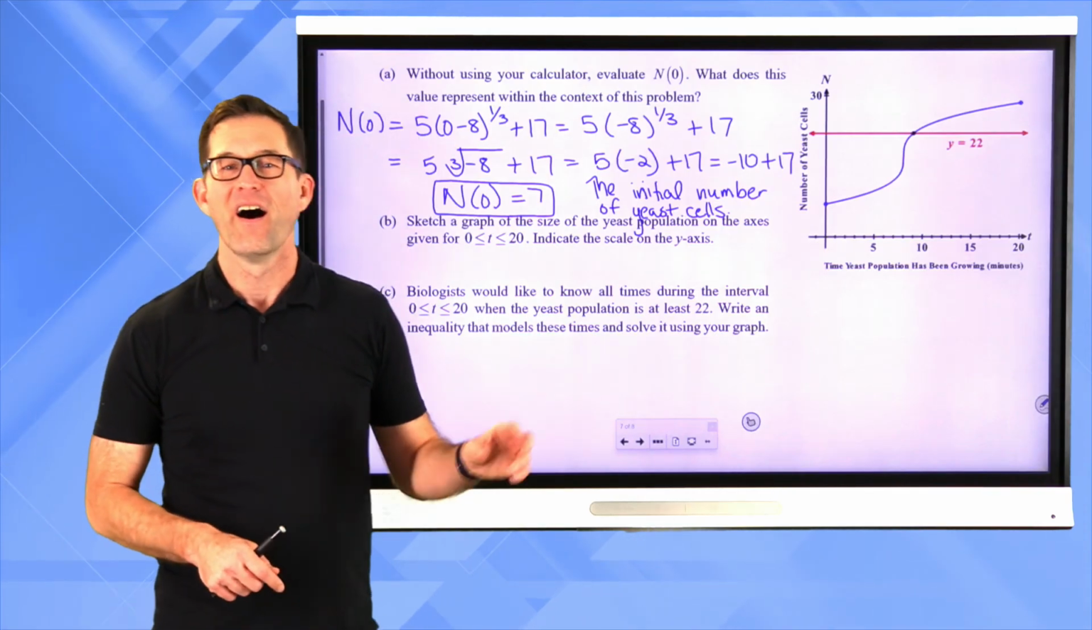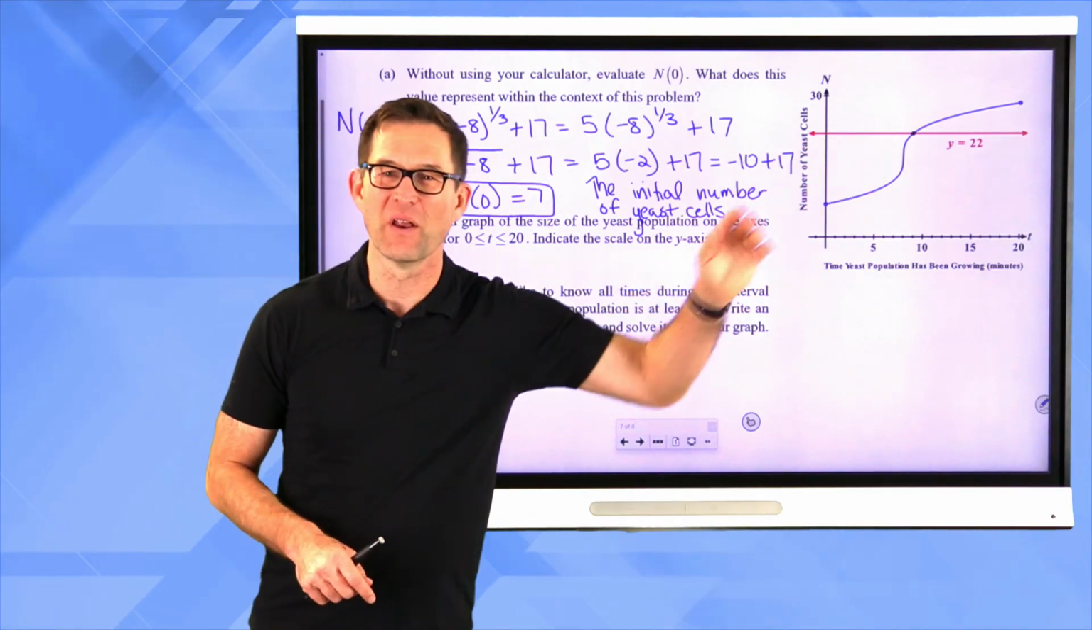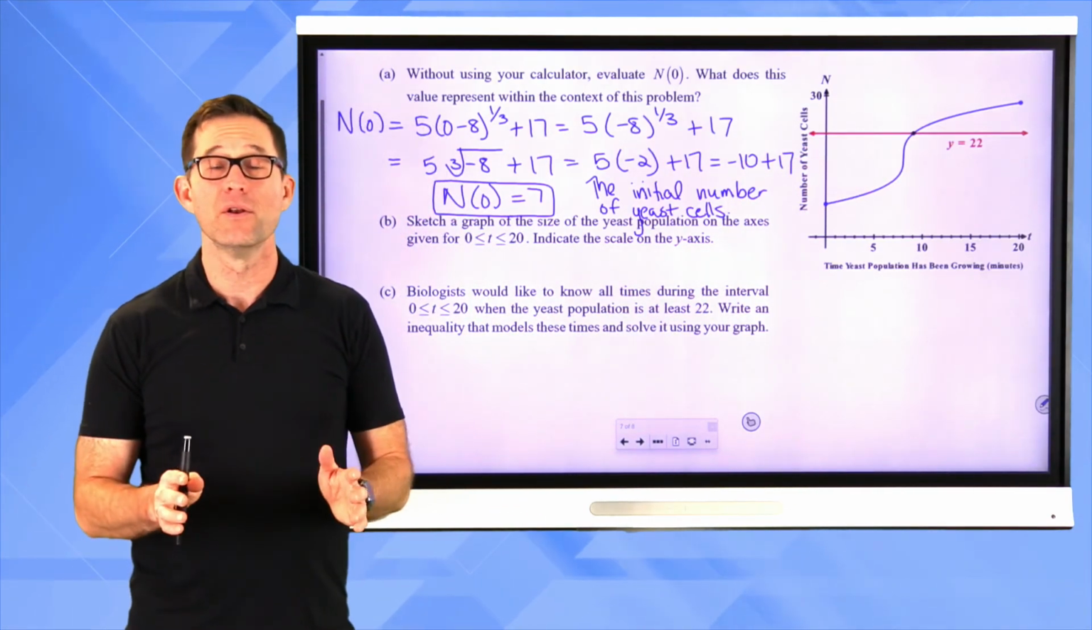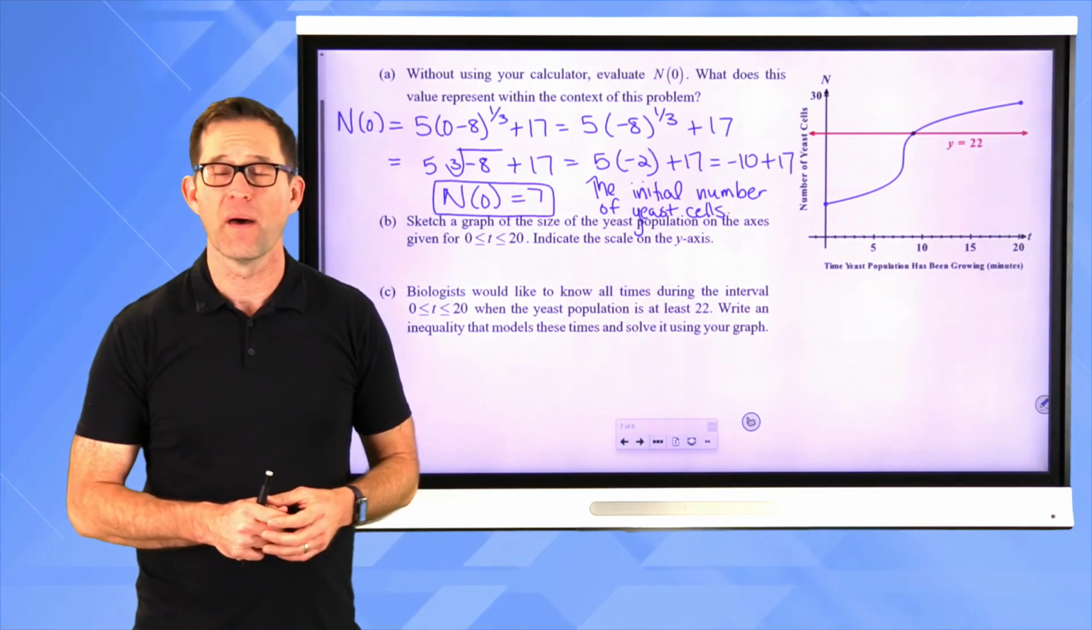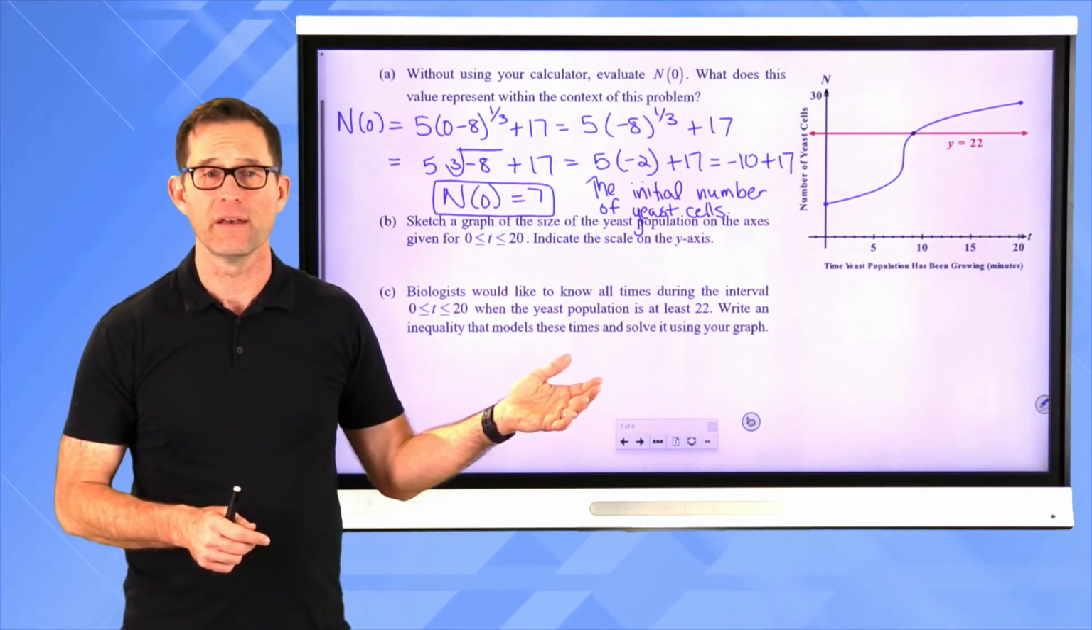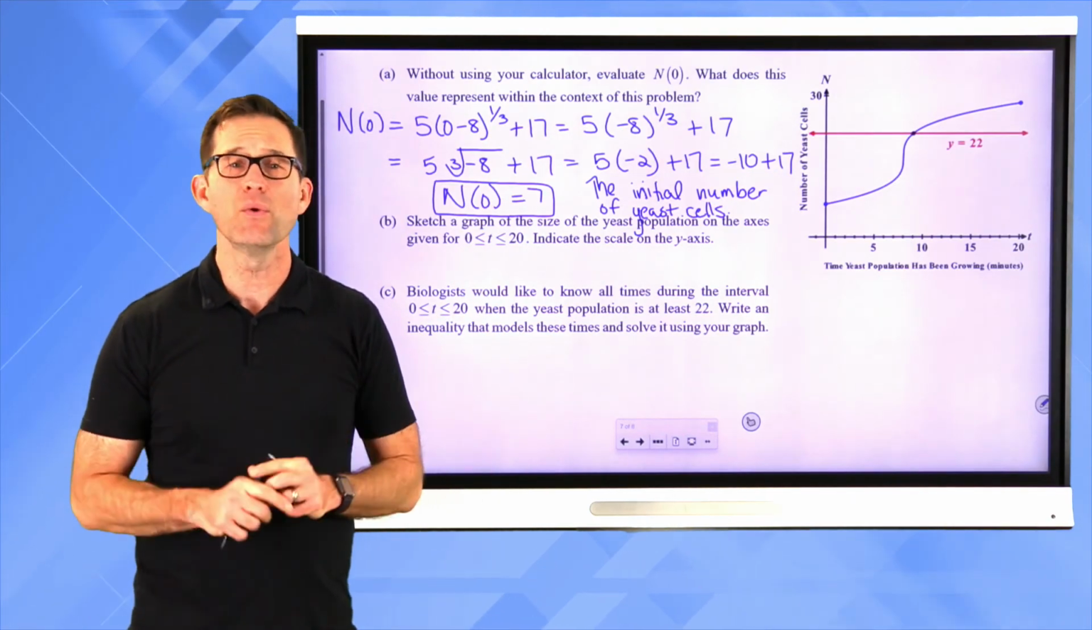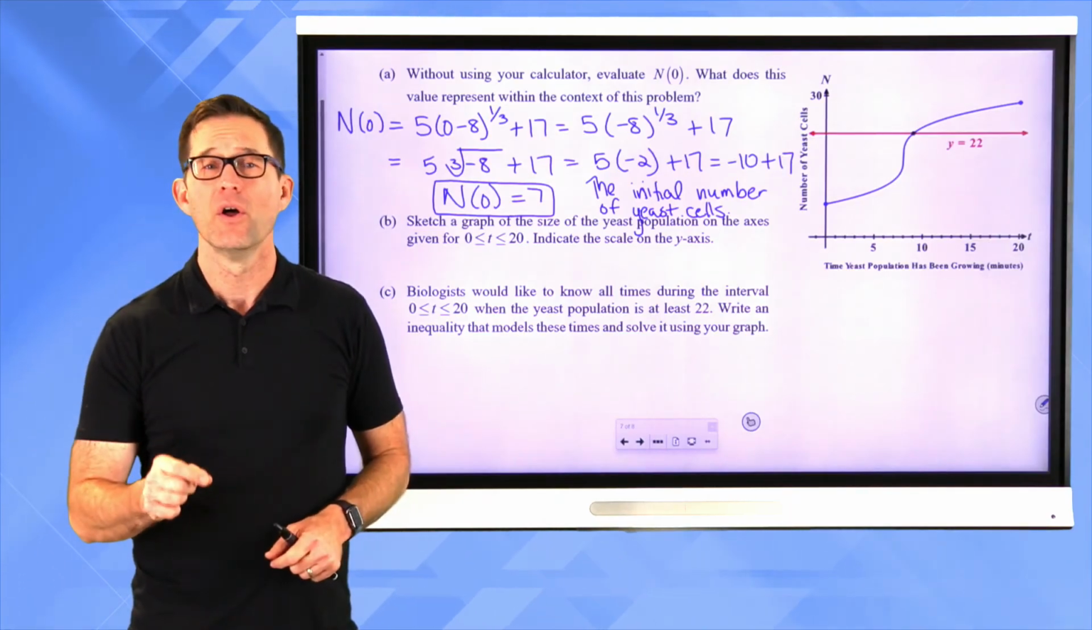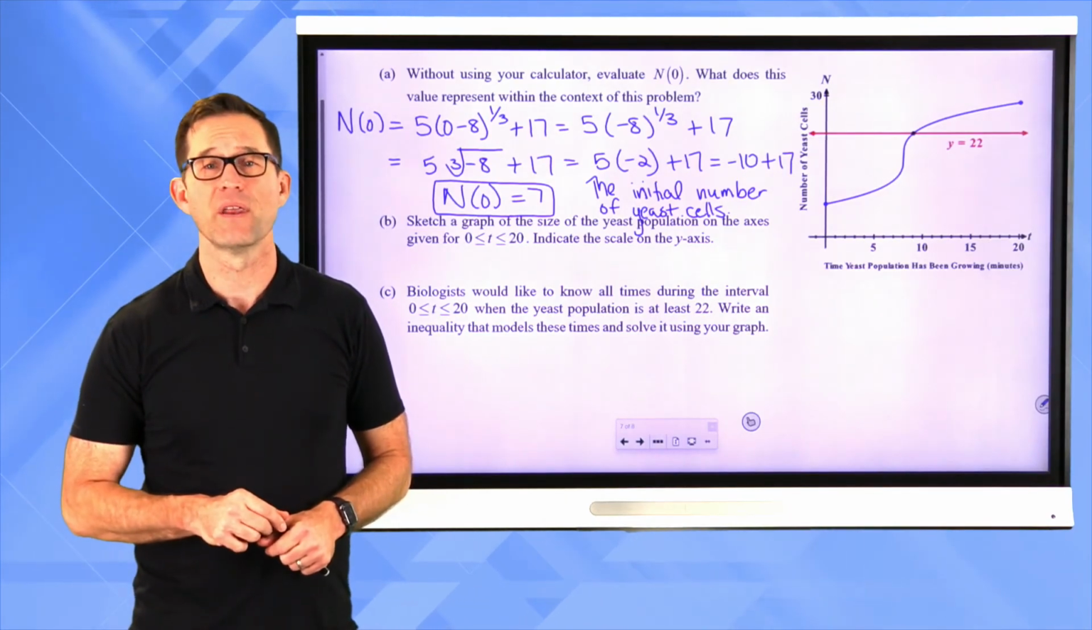All right, well, I already have my horizontal line y equals 22 sitting there. But what I'd like you to do is first write down an inequality that models what they're asking us to find, right? And then see if you can solve it for some time interval using your graph. Pause the video now.